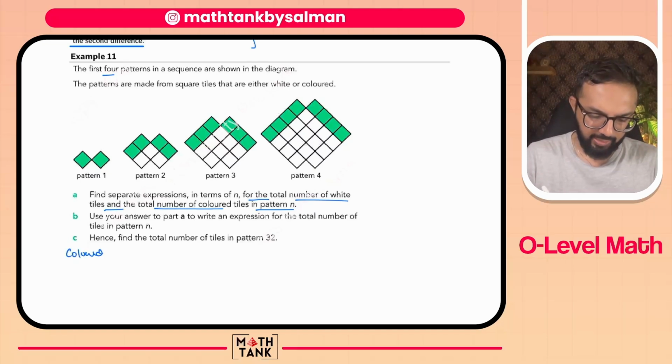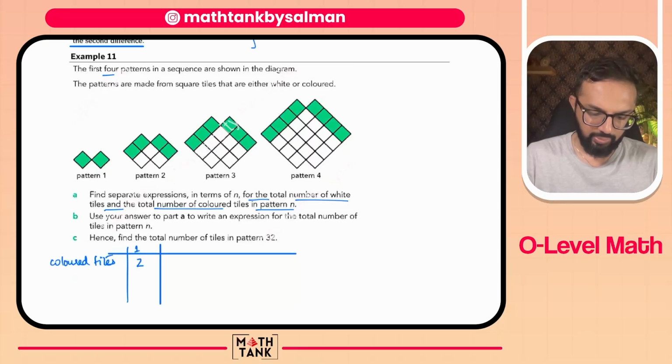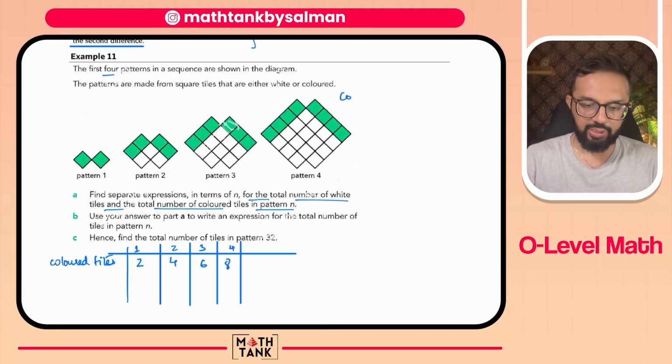Let's create something of a table. Colored tiles: let's call that pattern 1. How many colored tiles? I see 2. Pattern number 2, I have 4. Pattern number 3, I have 6. Pattern number 4, I have 8. So colored tiles look relatively simple. They are in an arithmetic sequence. The nth term is just a plus d times n minus 1.